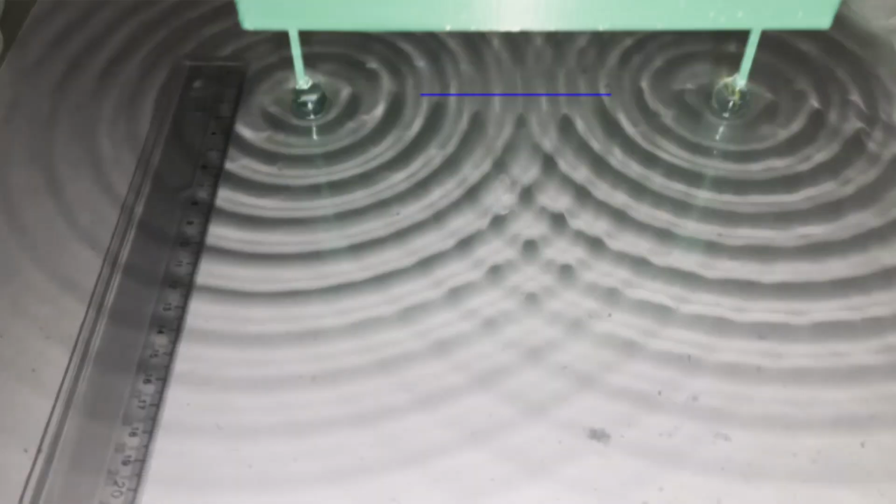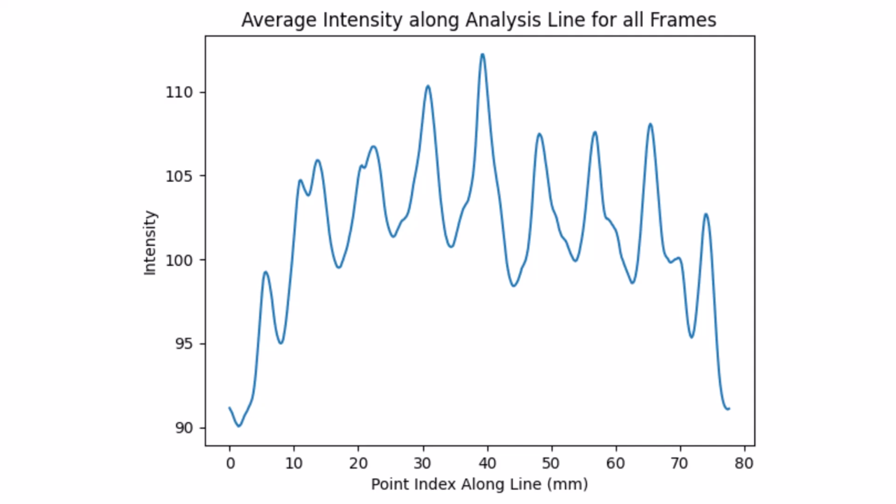An analysis line was chosen as such, and the average intensities along the analysis line for all the frames were plotted. As can be seen, the distances between the peaks came out to be 0.9 centimeters, which is exactly half of the wavelength. This was predicted by theoretical calculations.